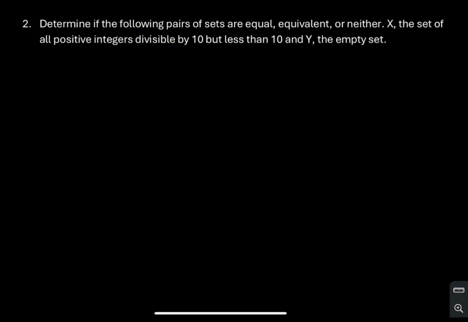So for the second problem, it says determine if the following pairs of sets are equal, equivalent, or neither. So we have X, the set of all positive integers divisible by 10 but less than 10, and Y, the empty set.